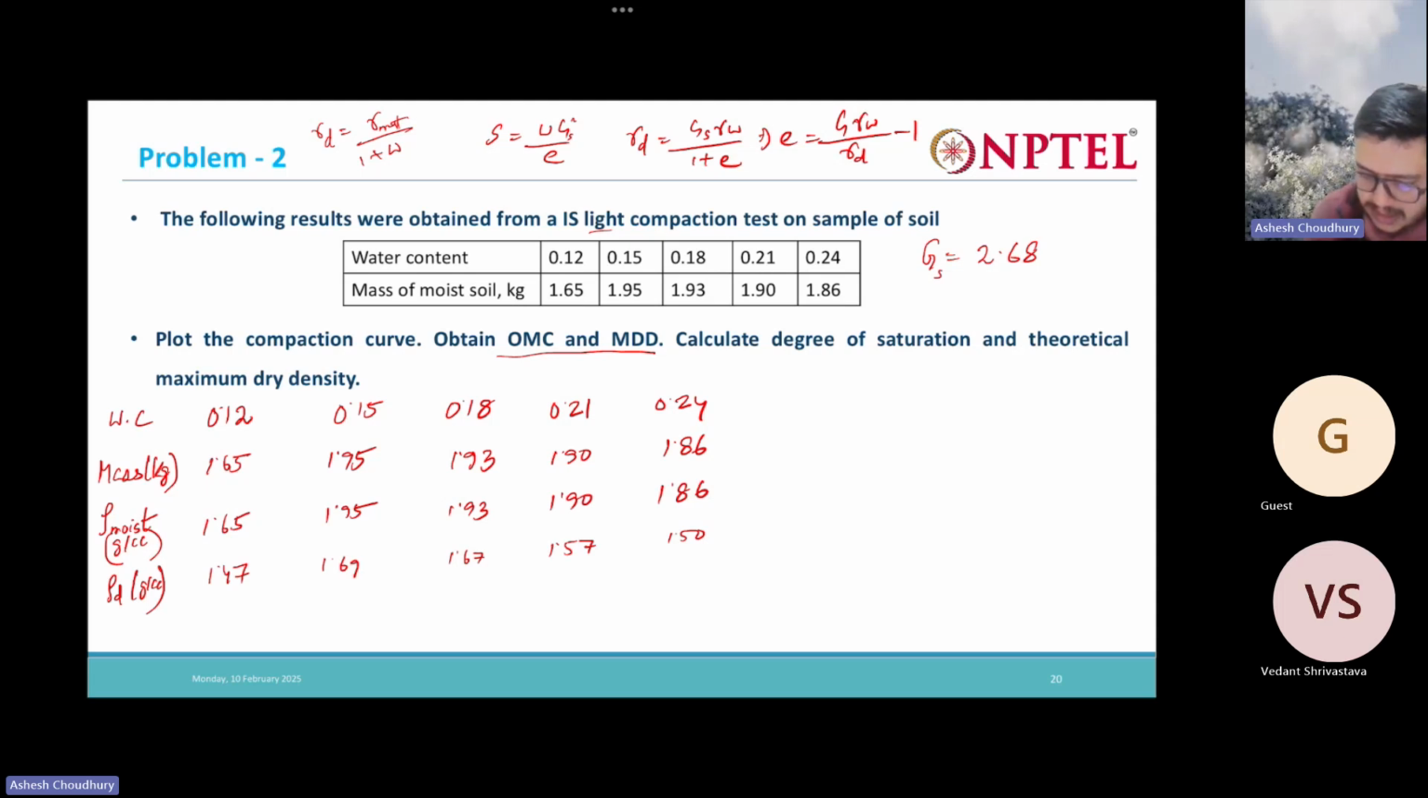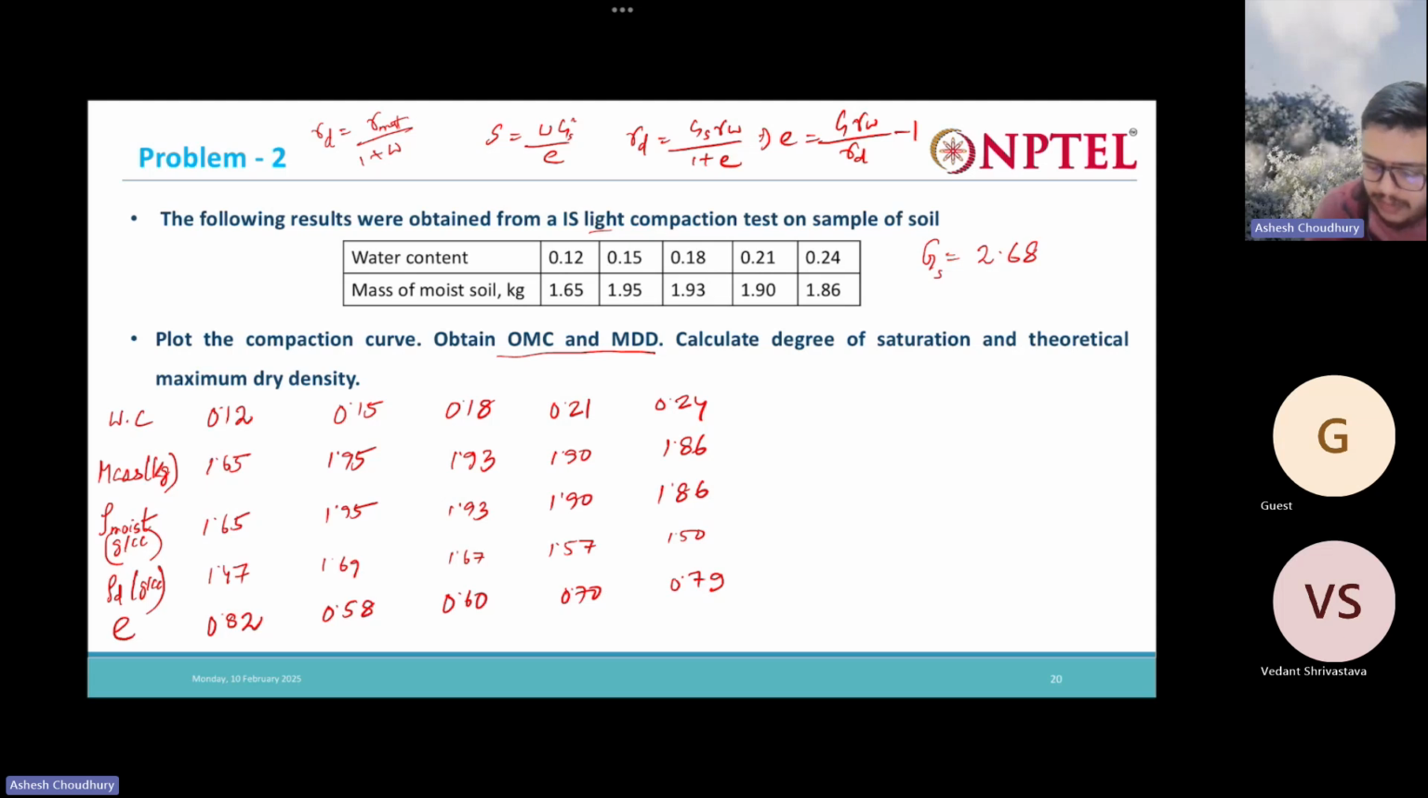Okay, so for the first case, G is 2.68 times 1 divided by 1.47, minus 1. If you do this, you will get the void ratio for the first one, which is 0.82. Similarly, you can calculate the void ratio for the others also. So the first one will be 0.82, then 0.58, then 0.60, then 0.70, then 0.79. Okay, so I got e.